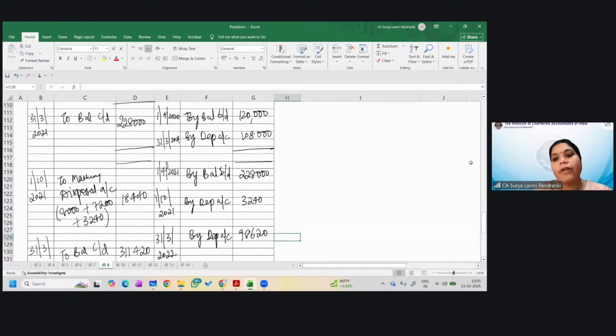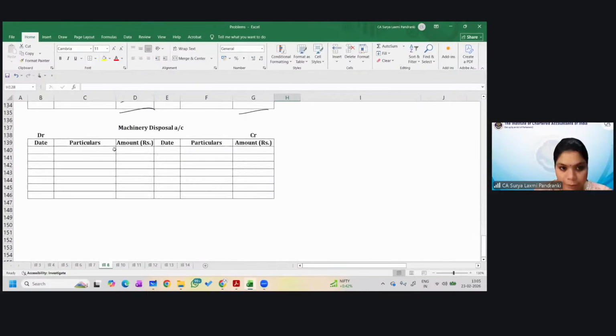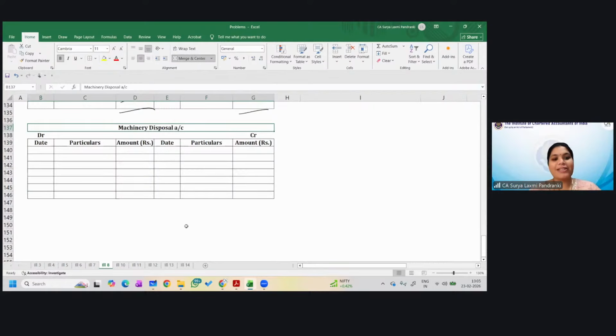We'll do it. Garvit will do that in the disposal account. Don't worry, we'll do that. Yeah, we will do it. Machinery disposal account is there. No, let us finish this also.